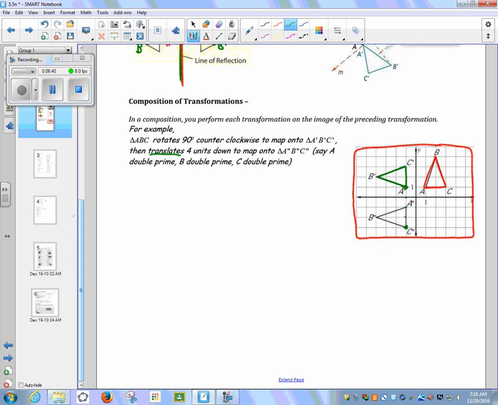Oh, sorry. It's actually not right. So it's actually not translating. This is actually a reflection because A prime reflects to A double prime. B prime reflects to B double prime. And C prime reflects to C double prime. So it's actually reflecting over the x-axis. So we should change that. Reflects over x-axis onto A double prime, B double prime, C double prime.